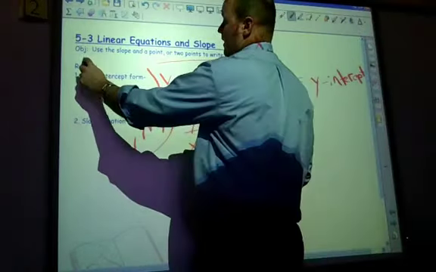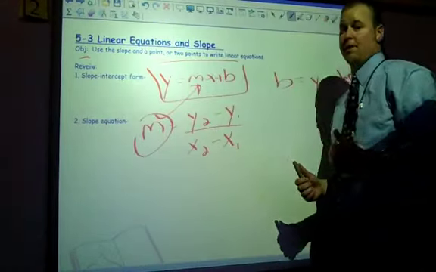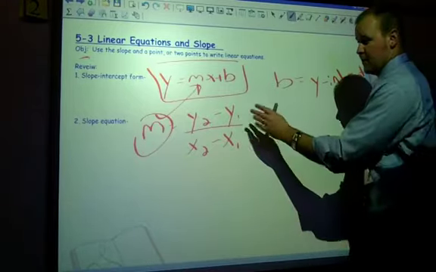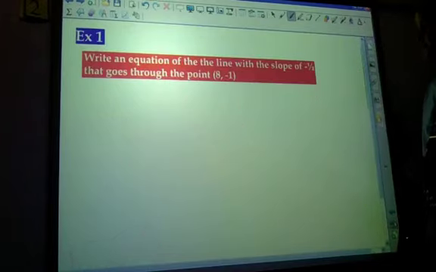So we're going to do a couple things today. We're going to use the slope and the point to be able to write the equation, or if we're given just plain 2 points, of course we'd have to go through and find the slope first. But let's step through these then.